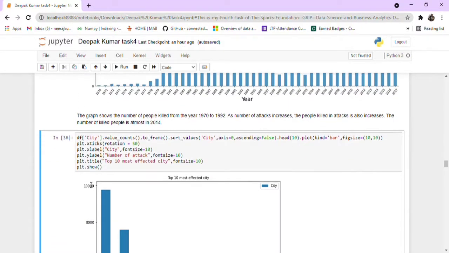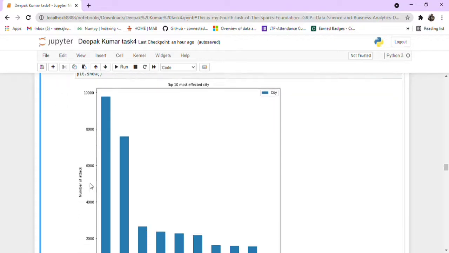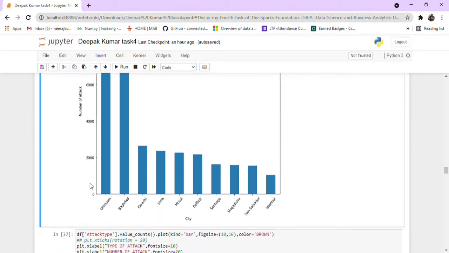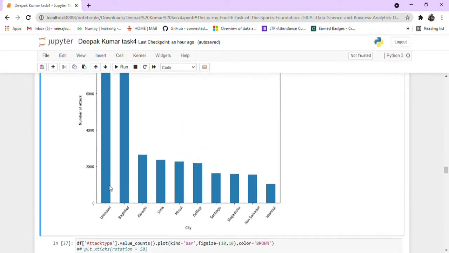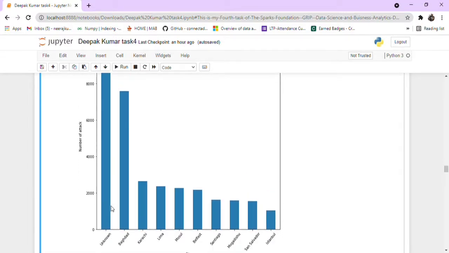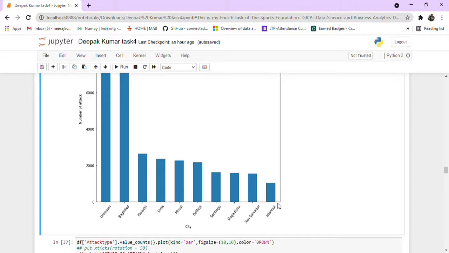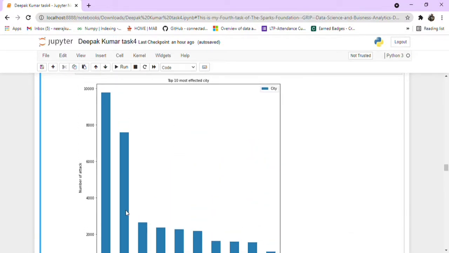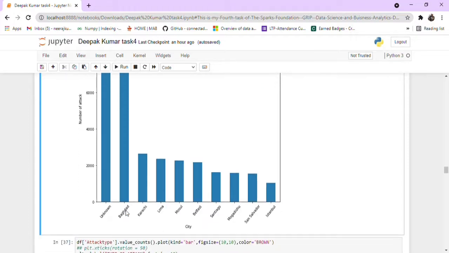After that, which are the top 10 most affected cities for terrorist attacks. First of all, here it is unknown, but the most affected city is Istanbul. The second most affected city is Baghdad, in which most terrorist attacks have happened.